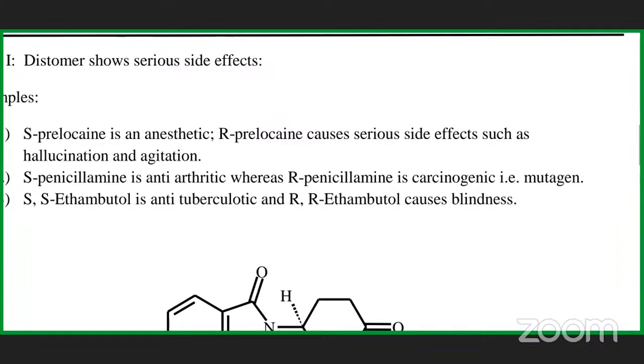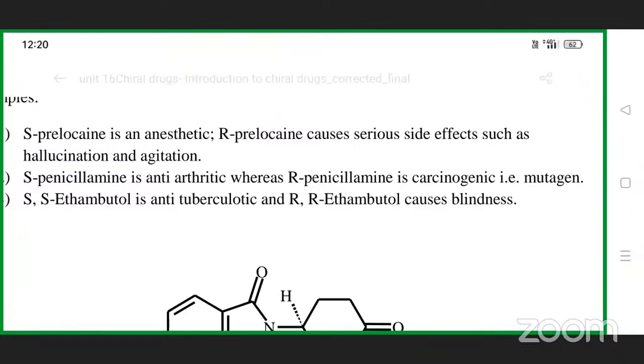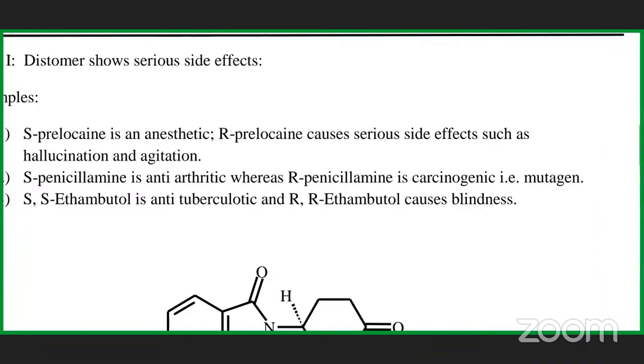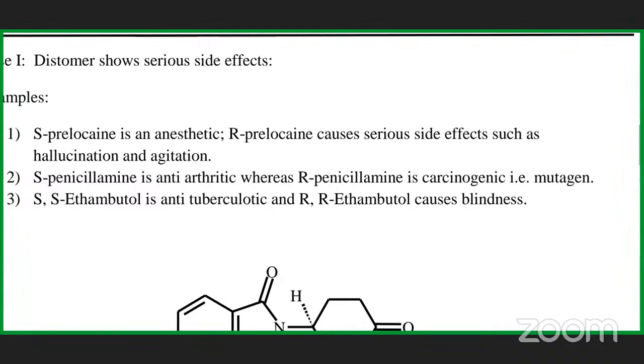So we cannot take these two combined here, because we would have this kind of carcinogenic effect with the mutation. So it is better to avoid the racemic form here. Next, one more example is given.